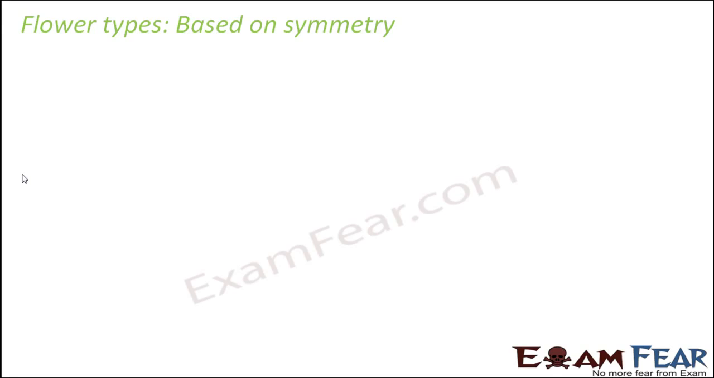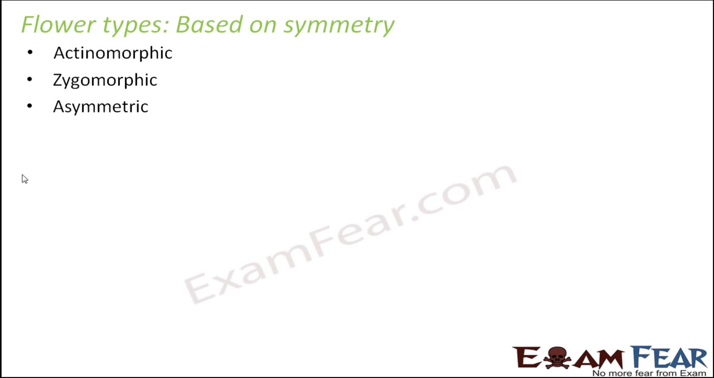But when symmetry comes to your mind, you think of certain types of symmetry like radial symmetry, bilateral symmetry or no symmetry, right? So now there are three types of flowers based on symmetry. They are actinomorphic, zygomorphic and asymmetric. So these are the three types of flowers based on the type of symmetry which they exhibit. So let us discuss each of them quickly.